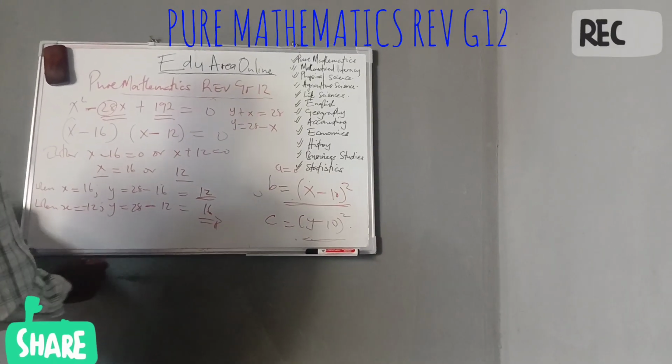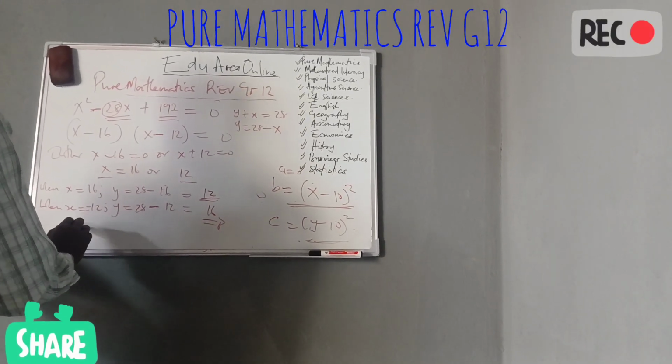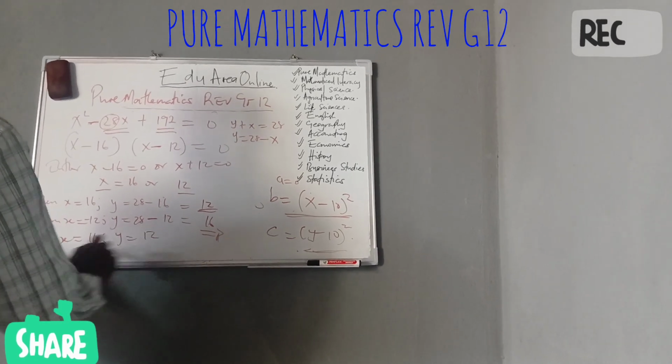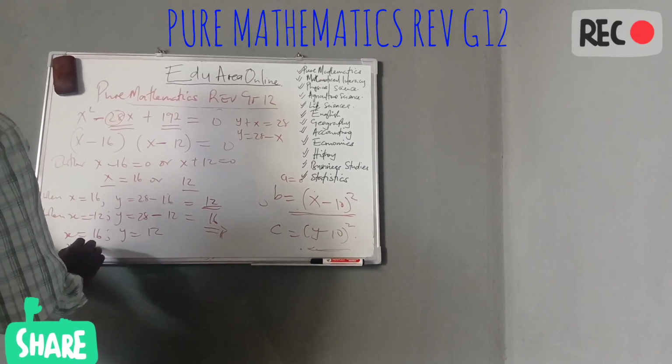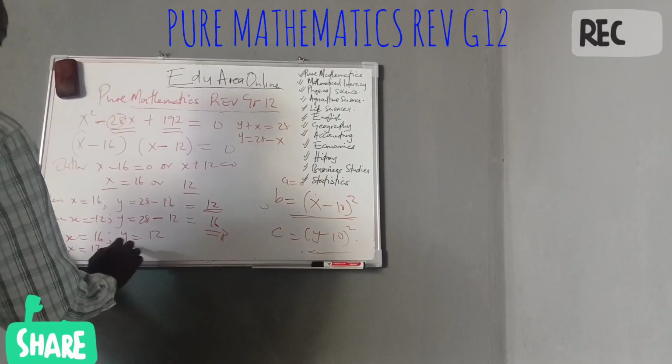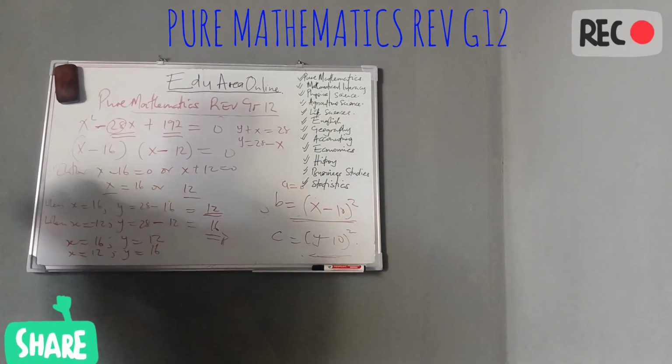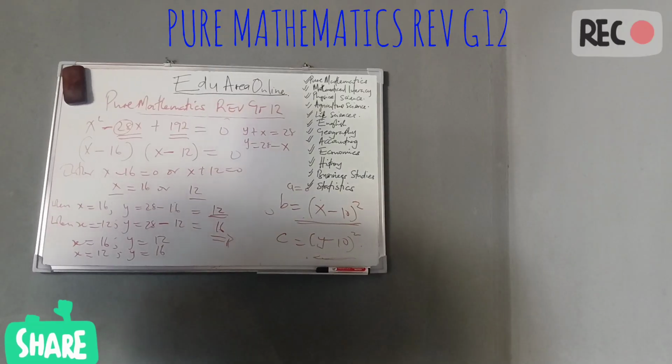So these are the values of x and y. So x is 16, y is 12. But when x is 12, y is 16. So this is the value of x and y according to what the question was asking.